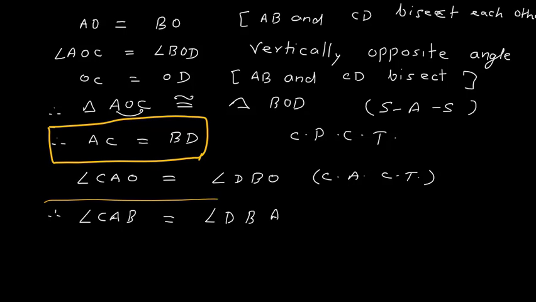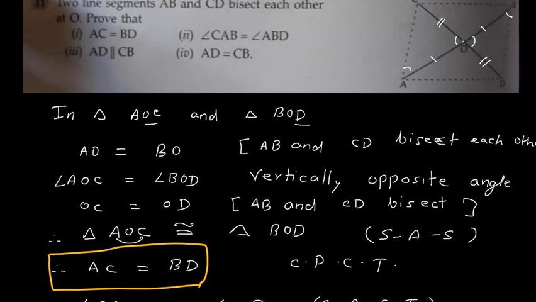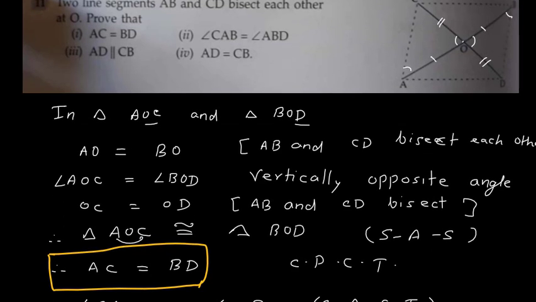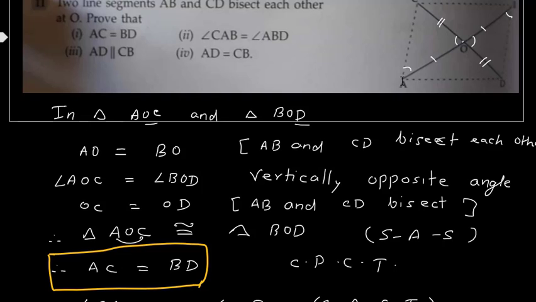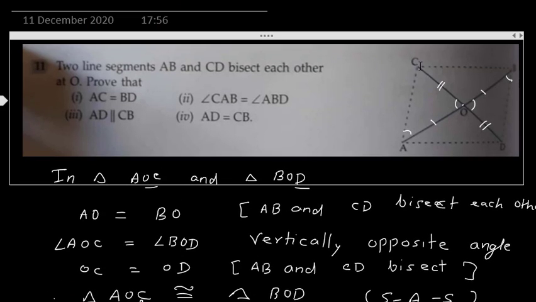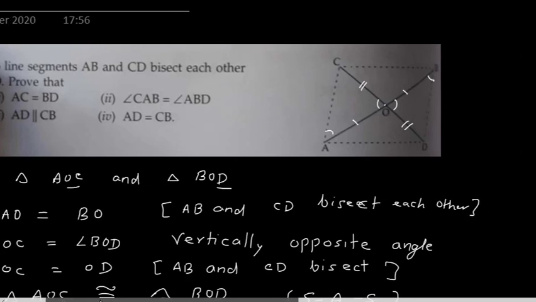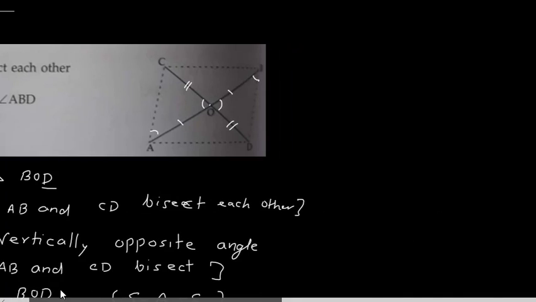So this part also let us put in a bracket. Now next what we have to prove, that AD parallel to BC. Now to prove that AD parallel to BC, I will take triangle AOD and triangle COD and I will prove that they are congruent. Okay, the reason will be same.